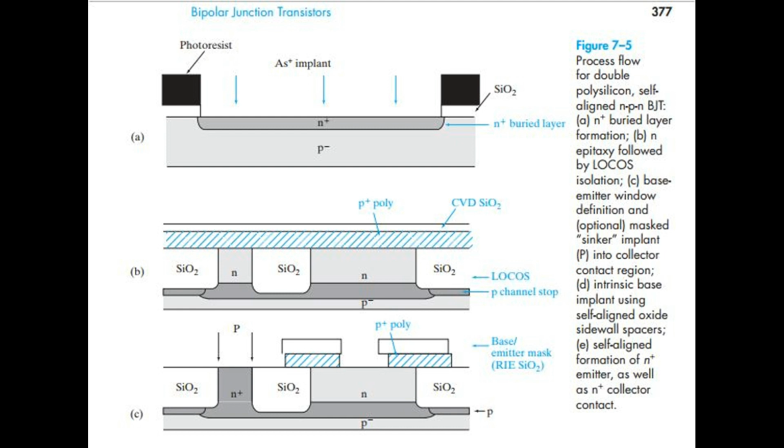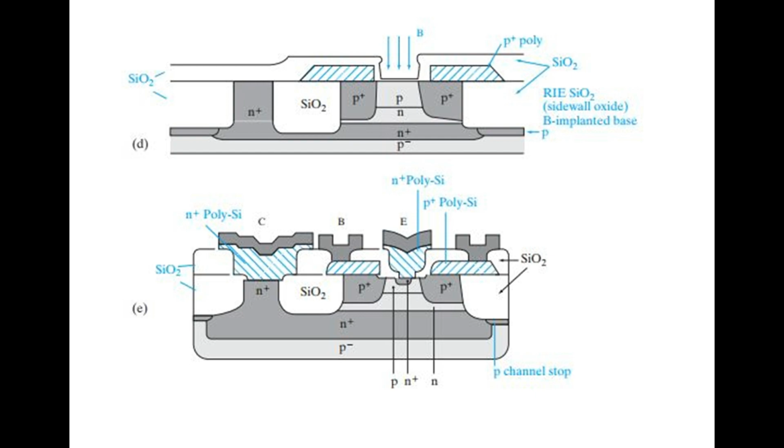Figure 7.5 Process flow for double polysilicon, self-aligned NPN BJT. A, N+ buried layer formation. B, N epitaxy followed by LOCOS isolation. C, base emitter window definition and, optional, masked sinker implant, P, into collector contact region. D, intrinsic base implant using self-aligned oxide sidewall spacers. E, self-aligned formation of N+ emitter, as well as N+ collector contact.